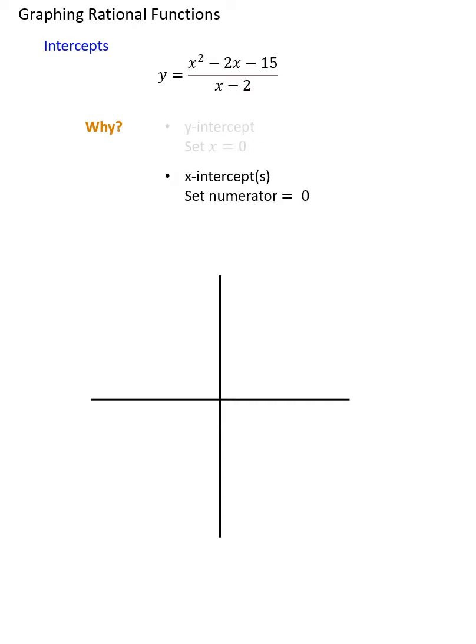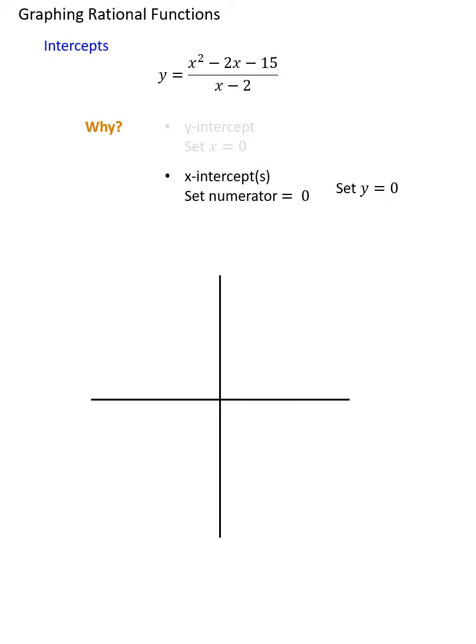Let's examine the other rule. Why do we set the numerator equal to 0 when we're finding x-intercepts? Why are we ignoring the denominator? Here's the reason. In general, generalizing beyond rational functions, the way we find x-intercepts is to set y equal to 0. Why is that a rule?